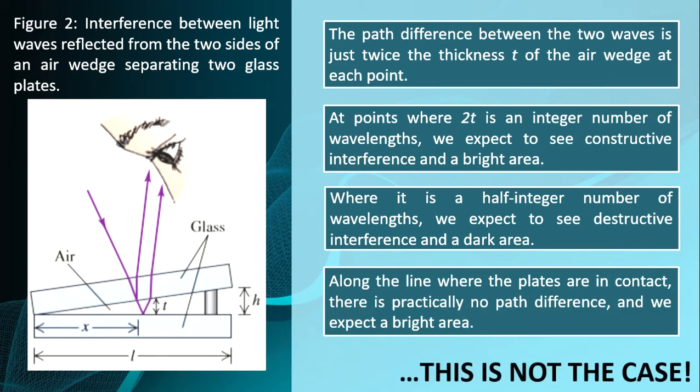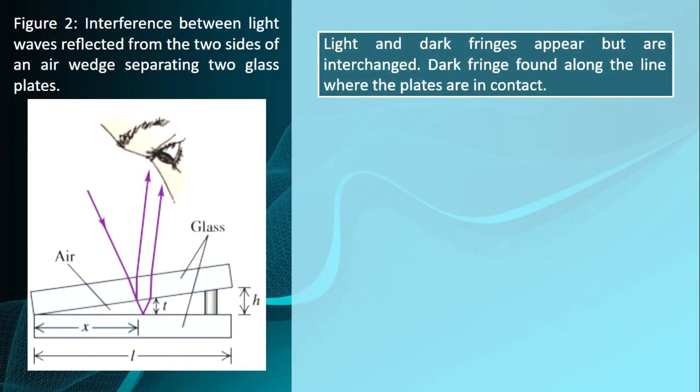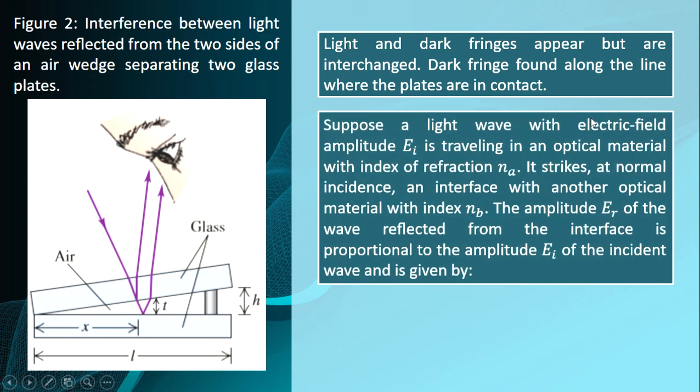But this is not the case. So let's discuss further to understand more about it. Light and dark fringes appear but are interchanged. A dark fringe is found along the line where the plates are in contact. So dark fringes are found here along the line where the plates are in contact.